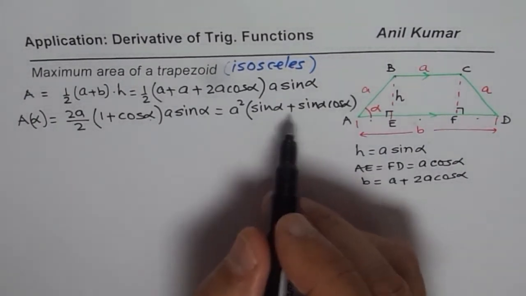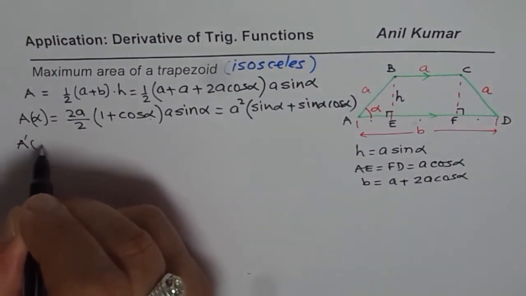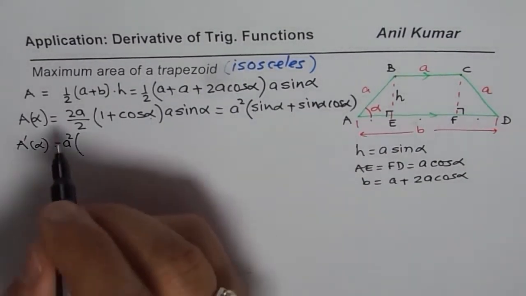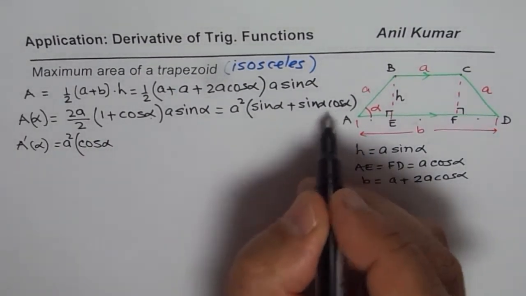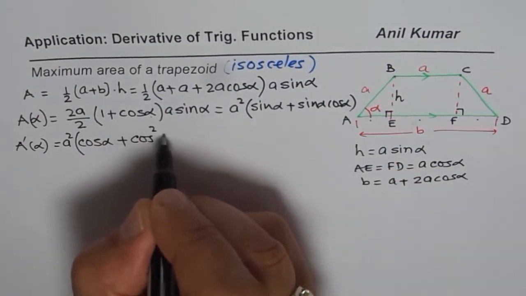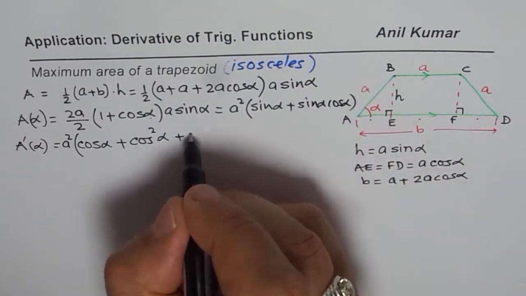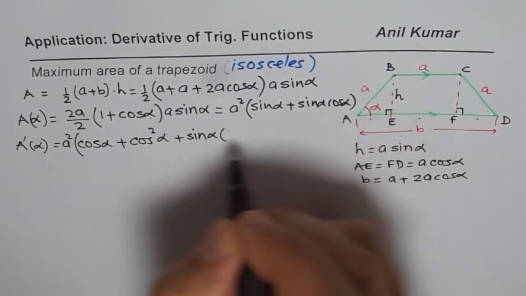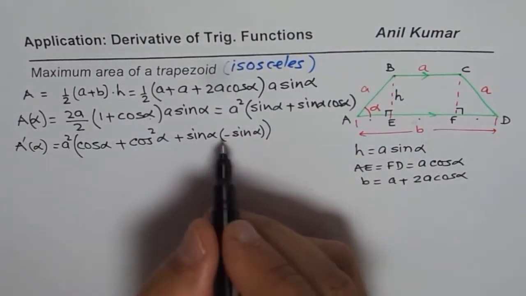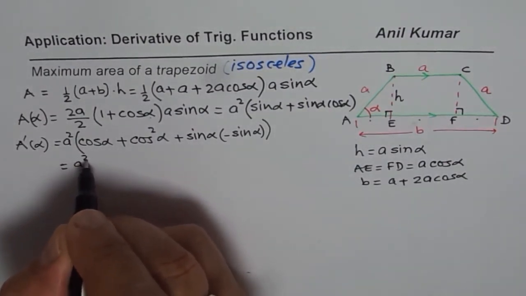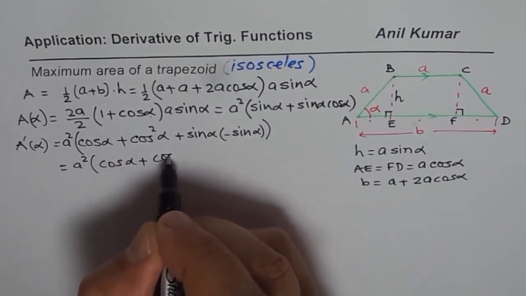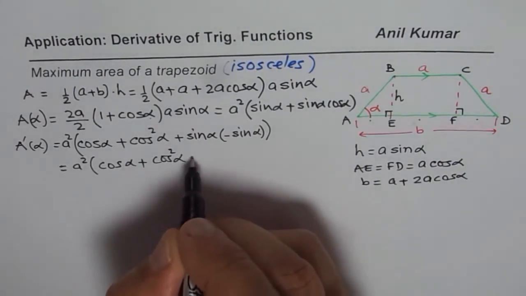Now we can find the derivative of this particular function. So the derivative of area with respect to angle alpha will be A square times the derivative of sine alpha, which is cos alpha. We can apply the product rule here. So the derivative of sine is cos, so we get cos times cos as cos square alpha, plus sine times the derivative of cos, which is minus sine alpha, right? So that is minus sine square alpha. So we have A square times cos alpha plus cos square alpha minus sine square alpha.